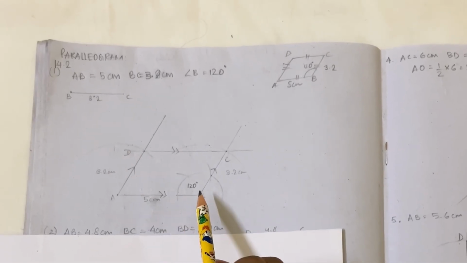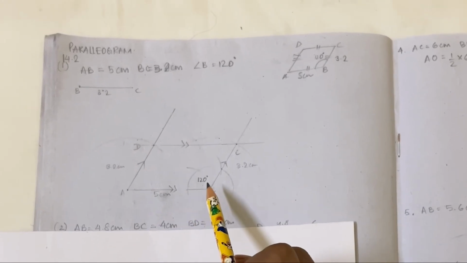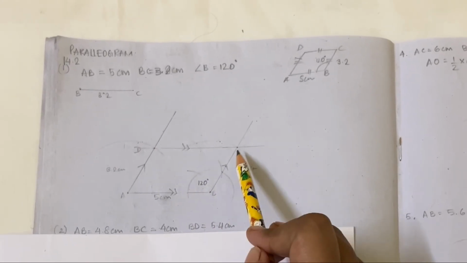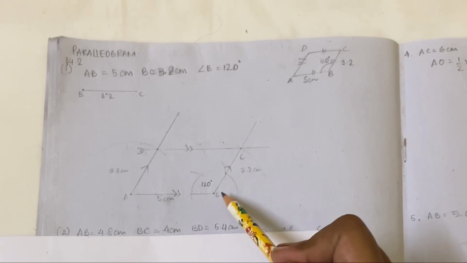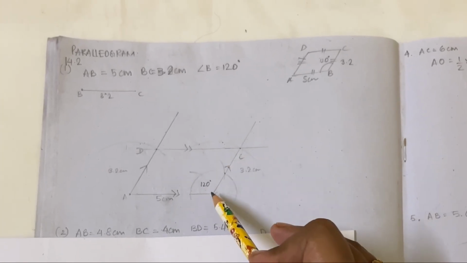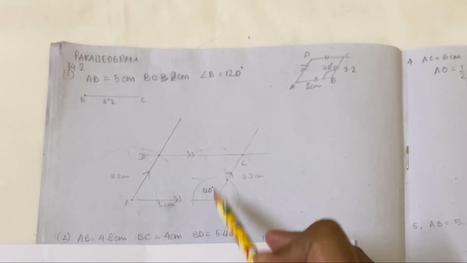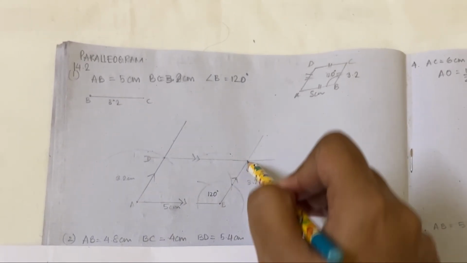We have drawn the 5 cm line. On B we are drawing angle 120 degrees. BC measures 3.2. So after drawing this line, we are going to place the compass here and measure 3.2 and just draw an arc here. So we get point C.